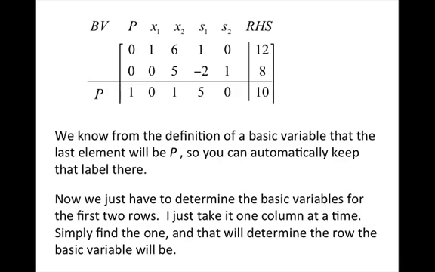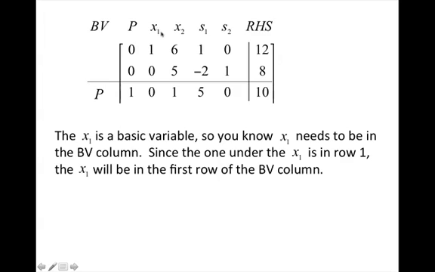Now we have to determine the basic variables for the first 2 rows. Take it one column at a time. You find the 1, and that will determine the row where the basic variable will be. So if I look at the column under x sub 1, I know that x sub 1 needs to be a basic variable. Since the 1 under x sub 1 is in row 1, x sub 1 will be my first basic variable.